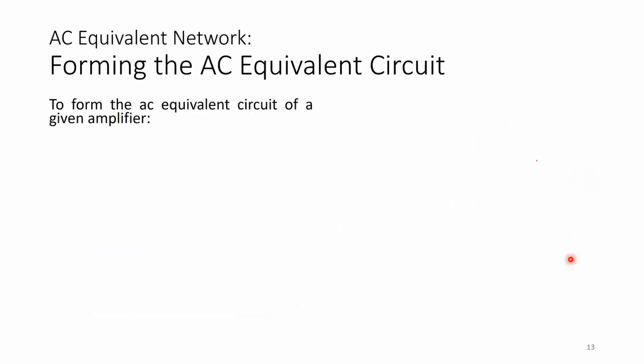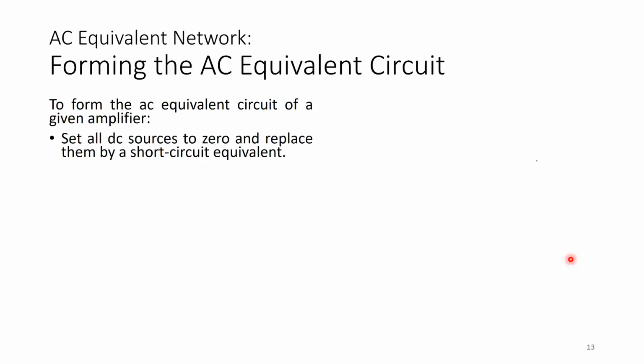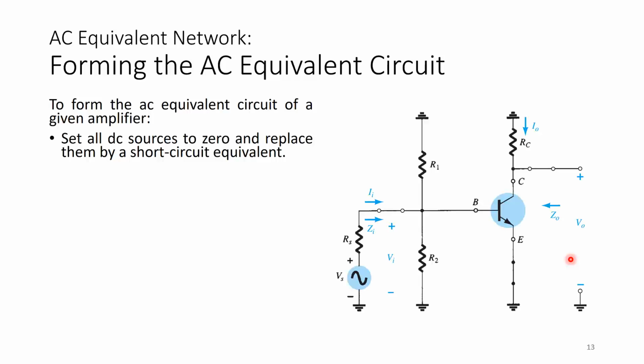To form the AC equivalent circuit of a given amplifier, as in our example here, the voltage divider bias common emitter configuration, which we will use as an example, but it applies to all other treatment of amplifiers. Step 1: set all DC sources to 0 and replace them by a short circuit equivalent. Set all DC sources to 0, becomes ground. Step 2: replace all capacitors by short circuit equivalent. So this was C1, C2 and C3.